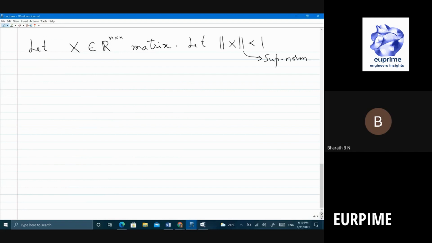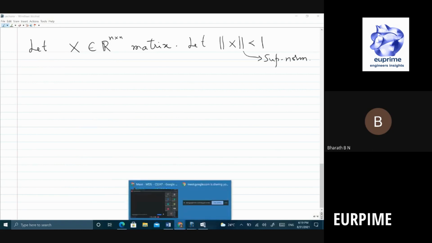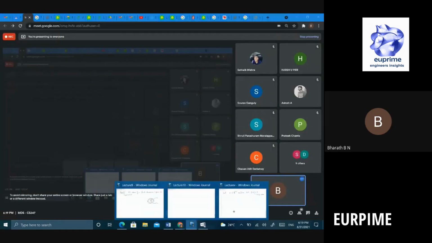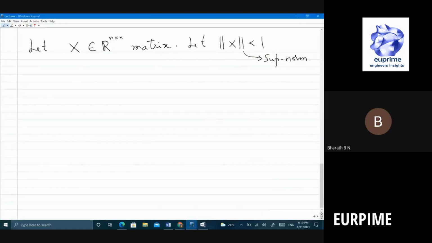What is sup norm? It's norm of AX, or norm of X, taking the maximization over all x. That gives me the sup norm. Let's also add, and let me make it symmetric also for some reason.